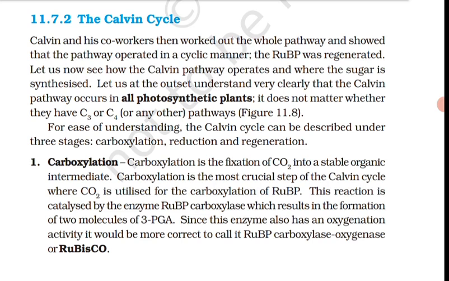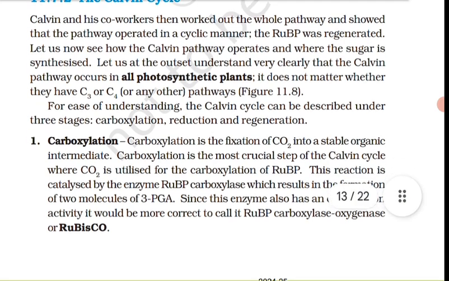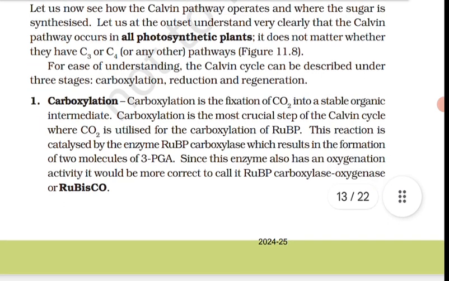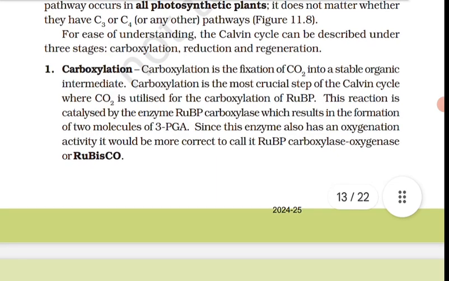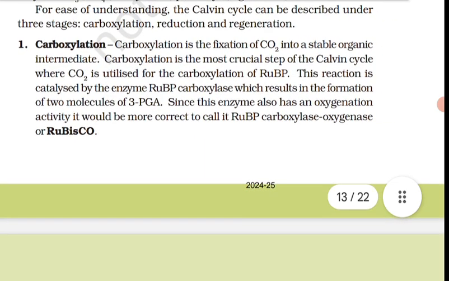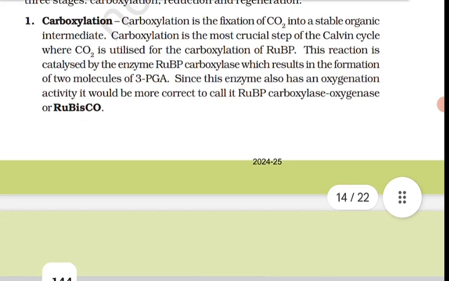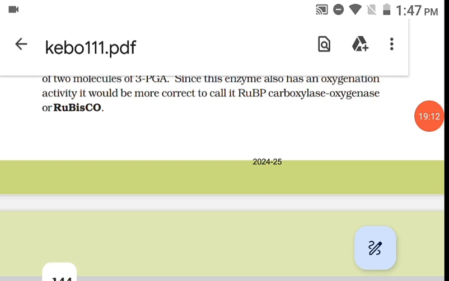Let us now see how the Calvin pathway operates and where the sugar is synthesized. Let us at the outset understand very clearly that the Calvin pathway occurs in all photosynthetic plants. It does not matter whether they have C3 or C4 or any other pathways. It occurs in all photosynthetic plants. For ease of understanding, the Calvin cycle can be described under three stages: carboxylation, reduction, and regeneration.